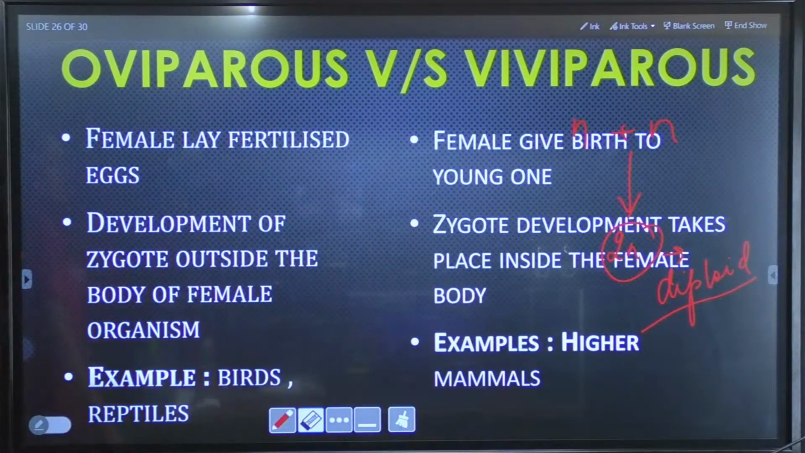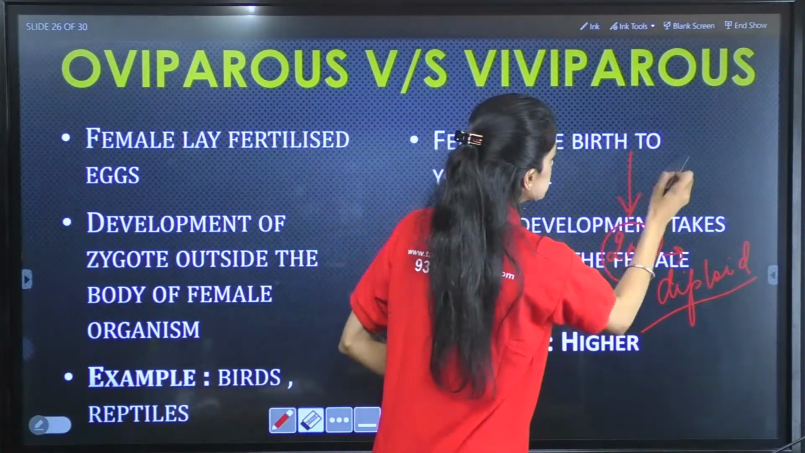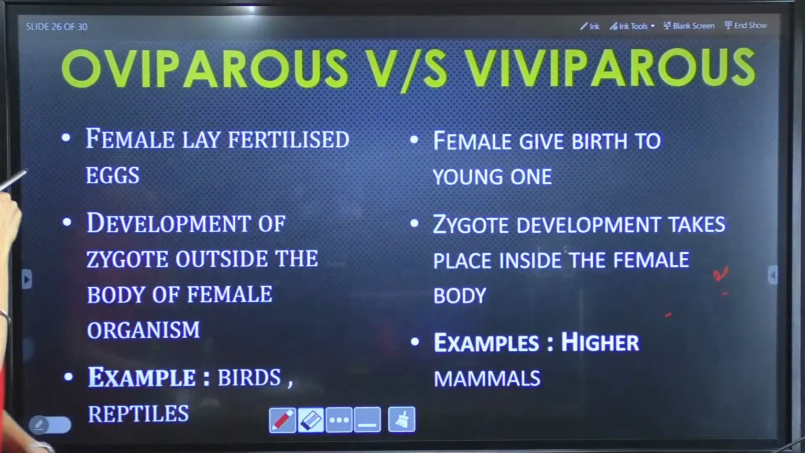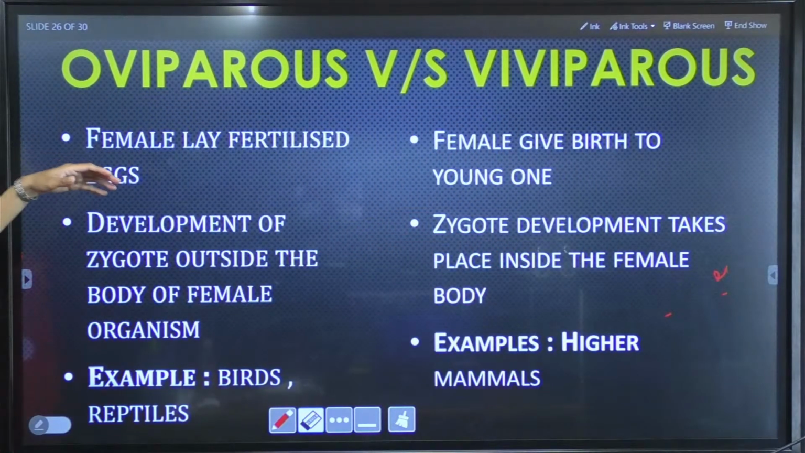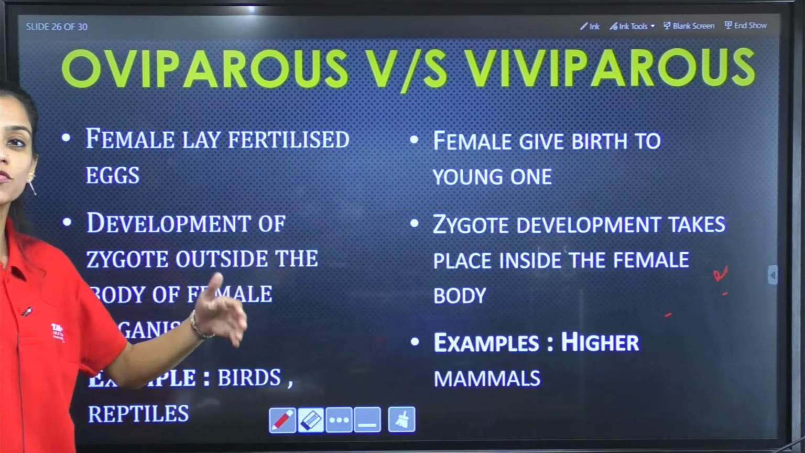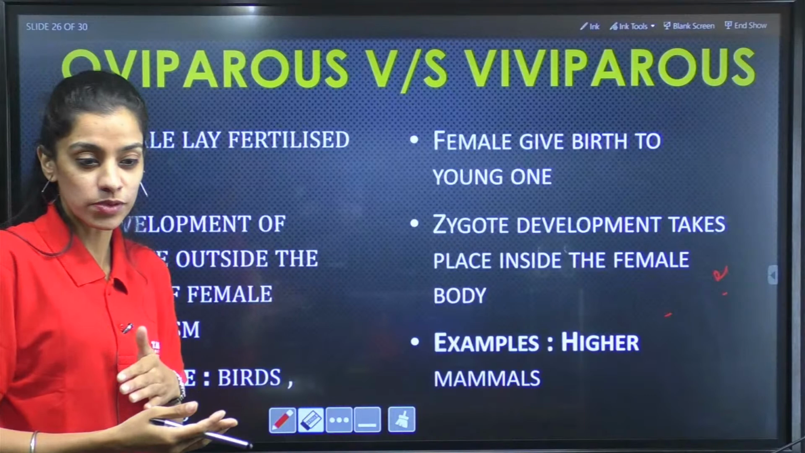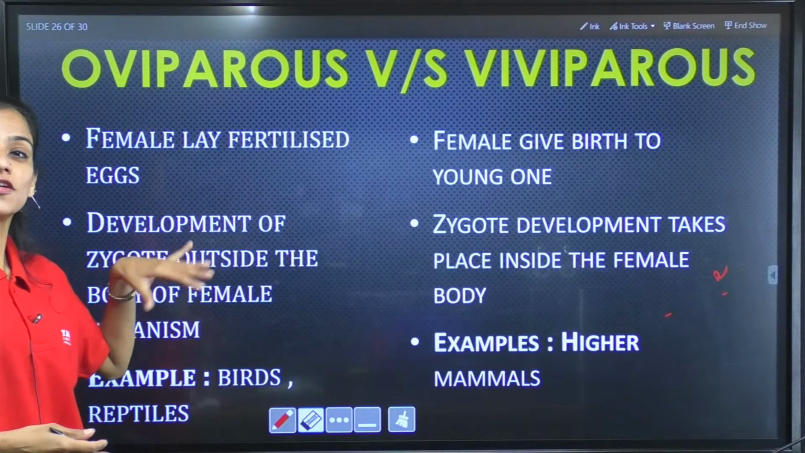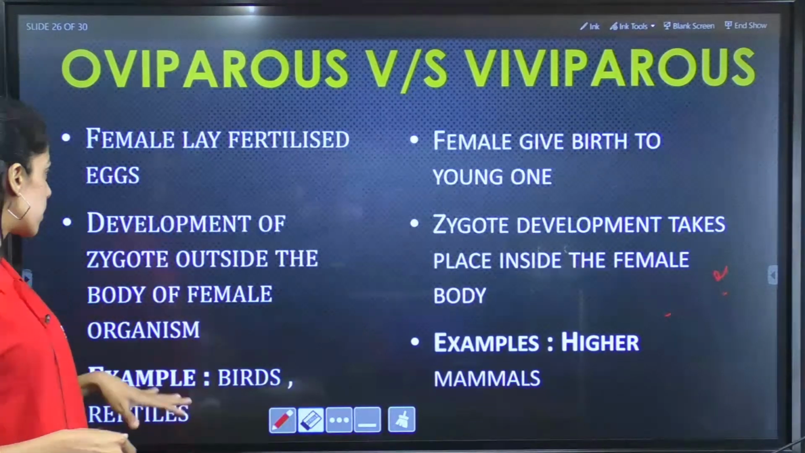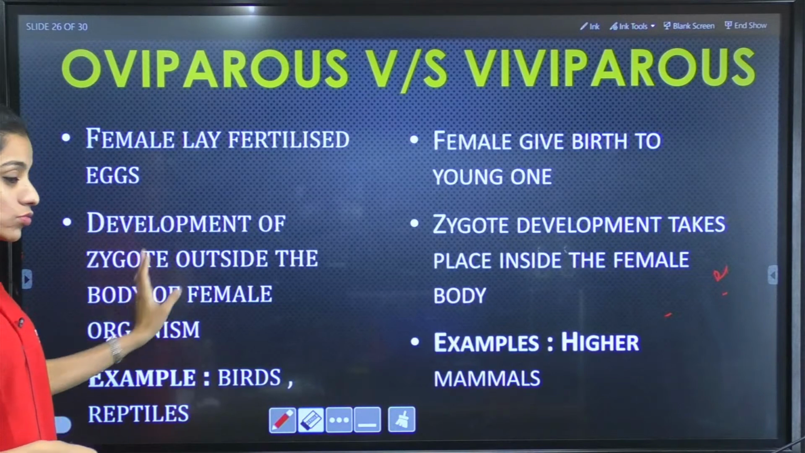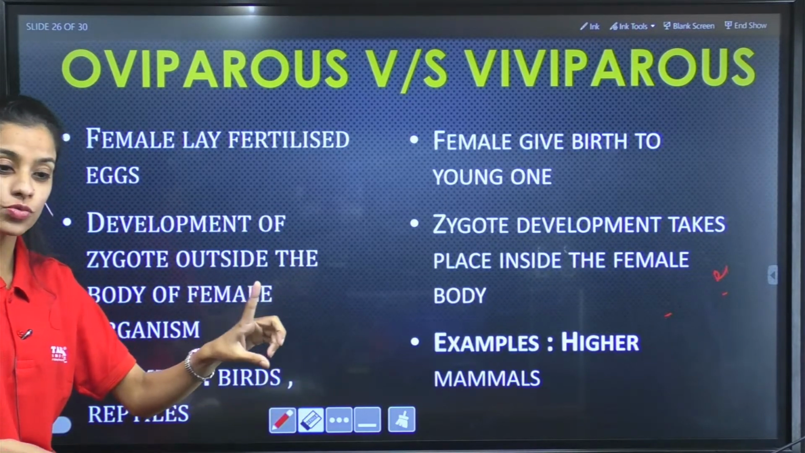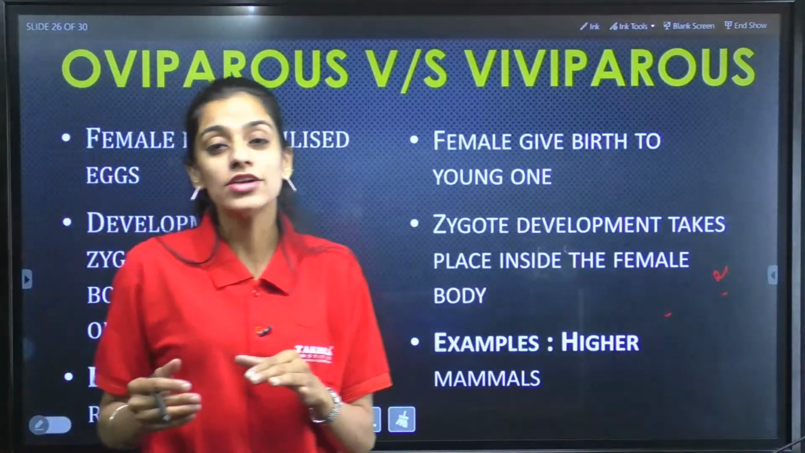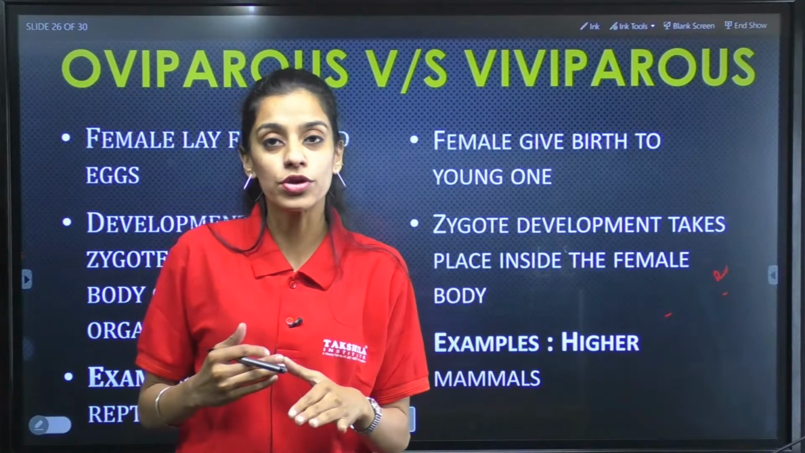Right, so let's talk about it. So oviparous is the one where the fertilized egg, that means fertilization का मतलब वो fertilization process हो गया, so that means it has formed the zygote. So the female lays fertilized eggs which are covered over by a calcareous shell, right? So development takes place outside the body of the female. पहली बात जो development है वो outside the body है, and the zygote is no longer attached or present inside the body of the female.